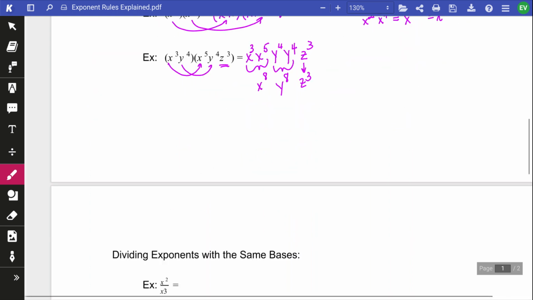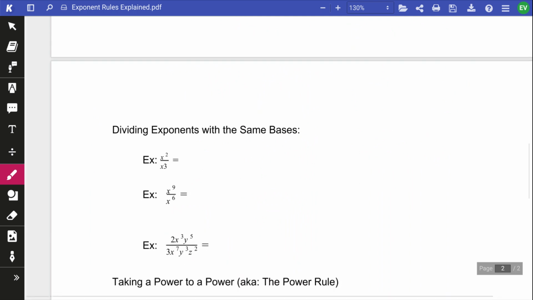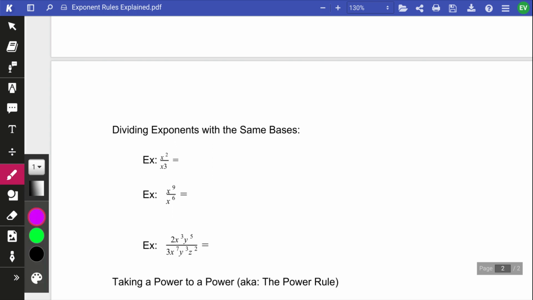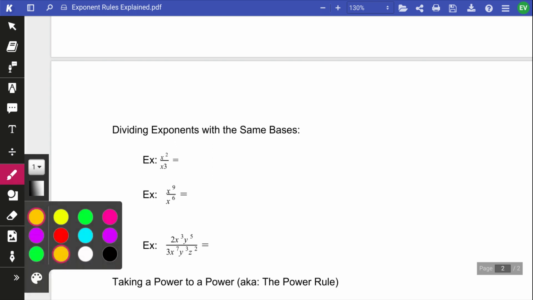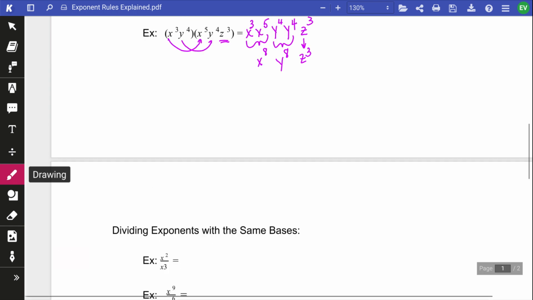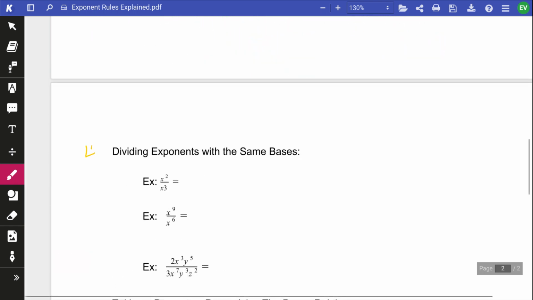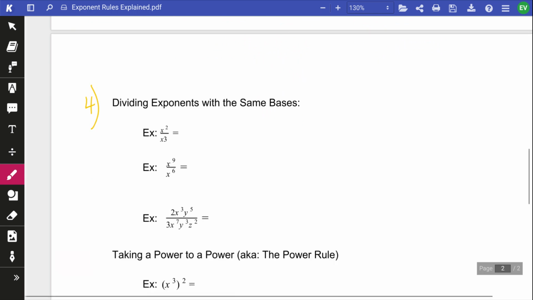Okay, next rule. We're not quite done yet. We've got 2 more rules. So our next one is dividing. This one is rule 4. Dividing exponents with the same bases. Remember, with multiplying exponents with the same bases, we added the powers. So when we divide, it's an inverse operation. So we're just going to subtract. Subtract the powers.